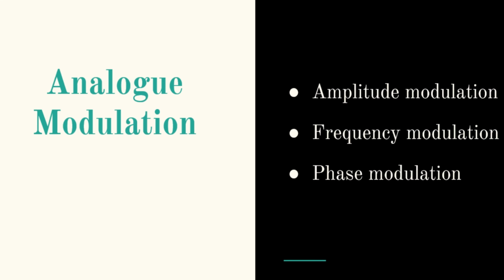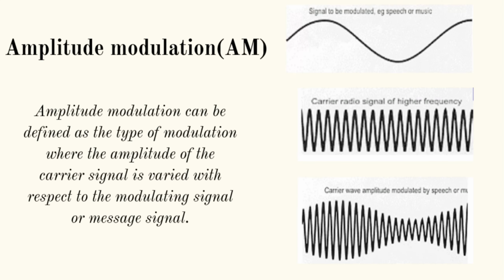There are three types of analog modulation. First is amplitude modulation, second is frequency modulation, and third is phase modulation. Now let's look at amplitude modulation. Amplitude modulation can be defined as the type of modulation where the amplitude of the carrier signal is varied with respect to the modulating signal or message signal.